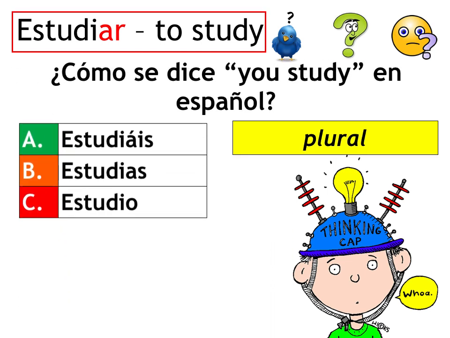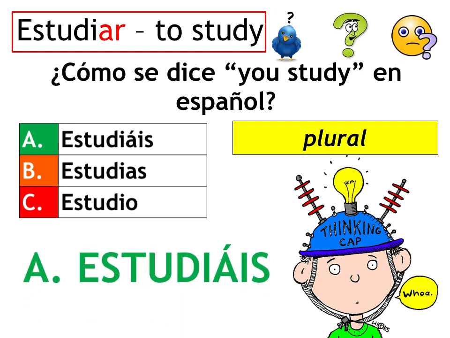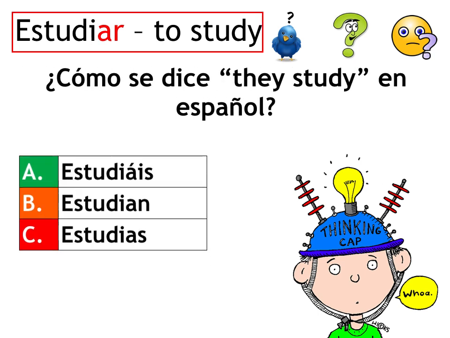Next one. ¿Cómo se dice you study en español? Pero ojo, atención, plural. It's the plural one. It's you all study. Is it estudiáis, estudias, o estudio? Perfecto, estudiáis. Muy bien. Ok.